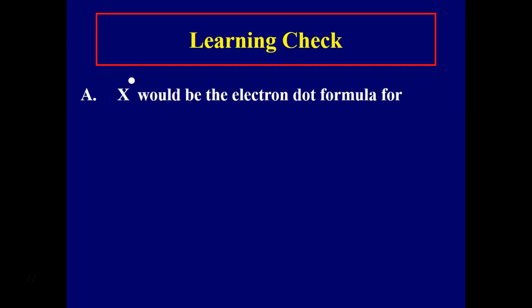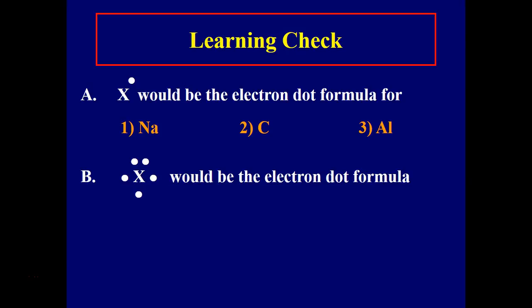So take a moment, check your learning. What would this be the electron dot formula for? So we have an unknown element marked as X, this is not an element on the periodic table, with 1 valence electron. Would that be sodium, carbon, or aluminum? The next question, what would be the electron dot formula for this unknown element with 1, 2, 3, 4, 5 valence electrons? Would that be boron, nitrogen, or carbon?